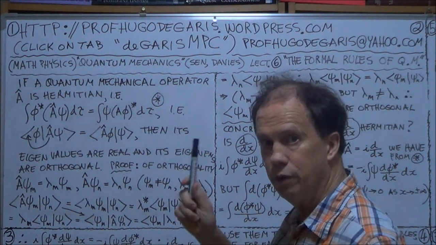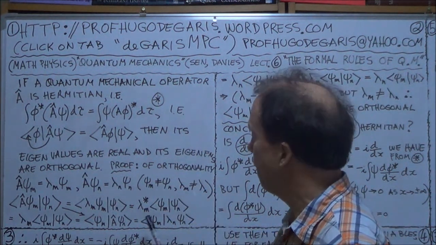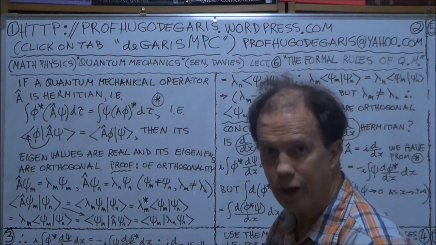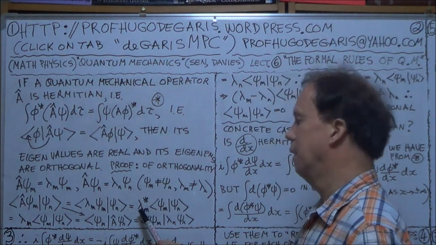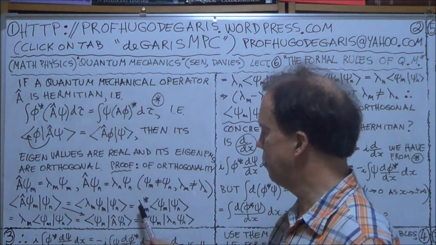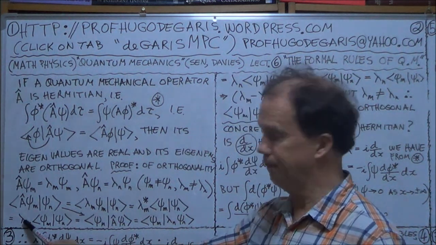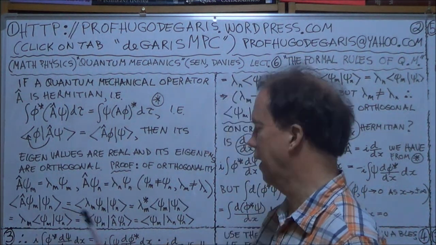But we've just proved at the end of the previous session that the eigenvalues are real. The conjugate of a real number is just the real number. So you can rewrite lambda m star just as lambda m. Okay, so we've now got that.